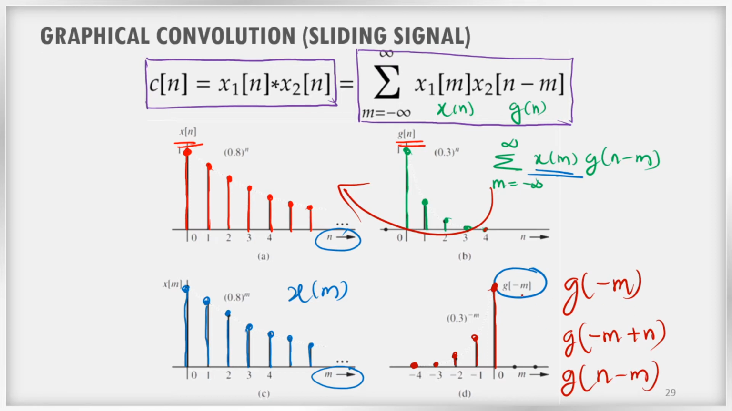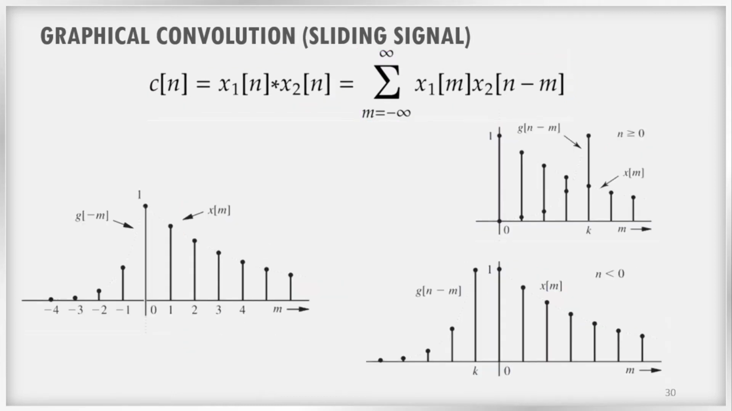So I can move it to the right or left, right? Based on the value of n, I can move it to the right or left. That is what we are going to see next. See here, you can see the same x of m is there. So once again I will draw the x of m here. So this is our x of m signal, and we are bringing our g of minus m also into the axis, and then we are going to shift it.